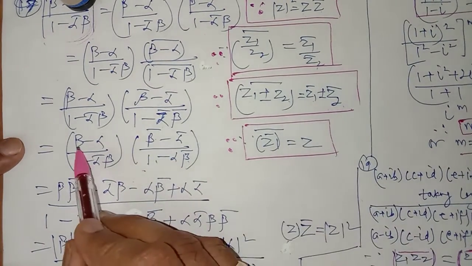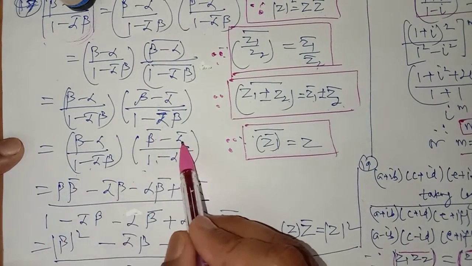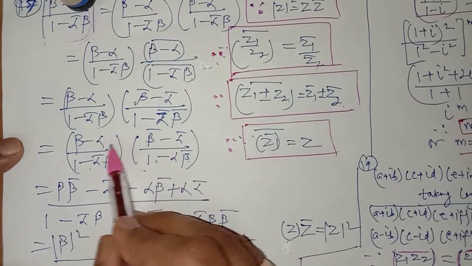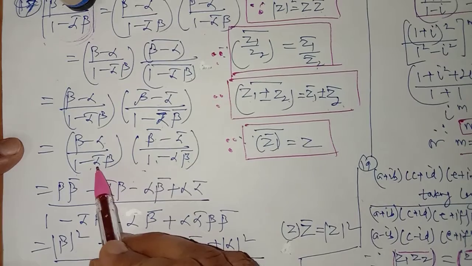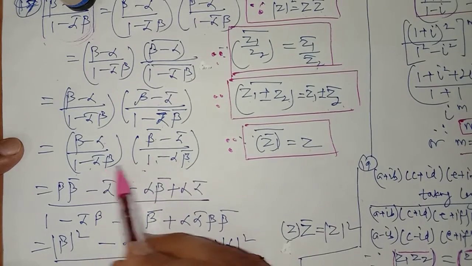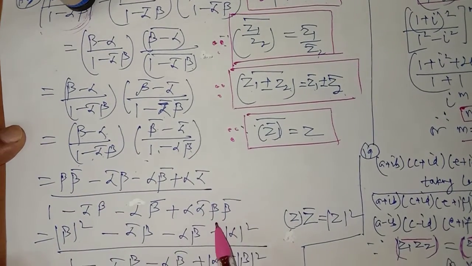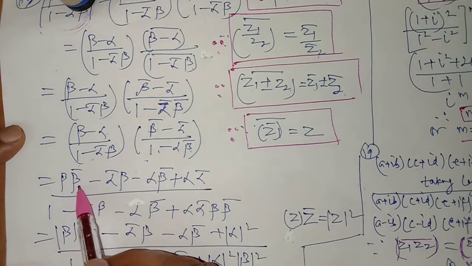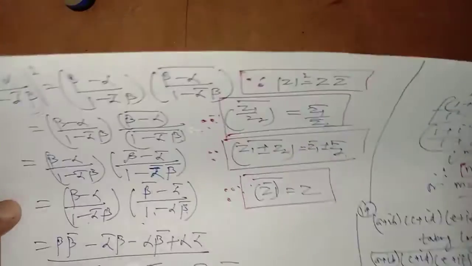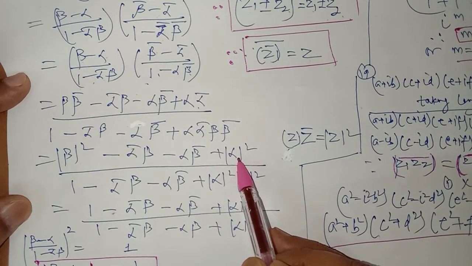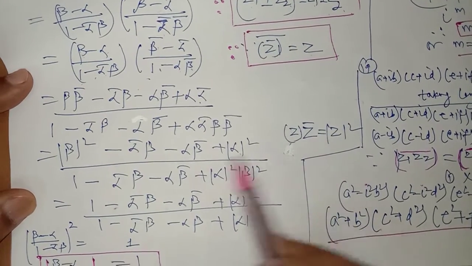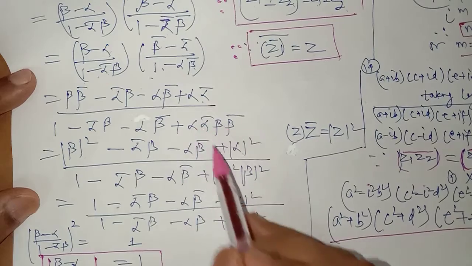Now you simply multiply beta into beta conjugate, beta into alpha conjugate, alpha into beta conjugate, alpha into alpha conjugate: 1 into 1, 1 into alpha beta conjugate, beta into 1, and this into this. On multiplication we are getting this. Now for beta into beta conjugate, you can write beta square. For alpha into alpha conjugate, you can write alpha square, because we know this. And similarly here and here also.